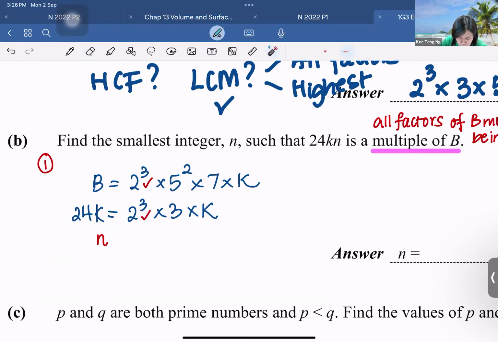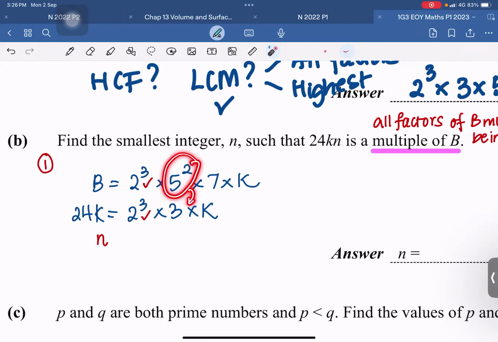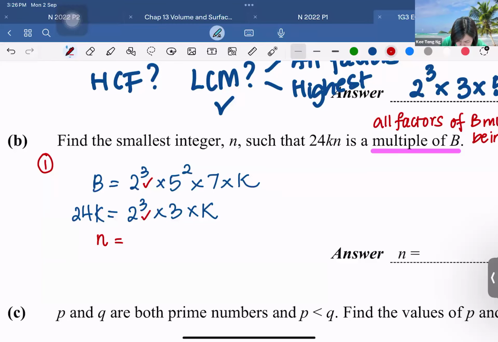Next thing we check. B has 5 squared. Is there a 5 squared inside 24K? No, right? So that means my N needs to include a 5 squared so that this can be taken care of. Okay, I'm going to add it in. Next one, I look at the factor 7. The 24K doesn't have a factor 7, so I also need to include a factor 7.